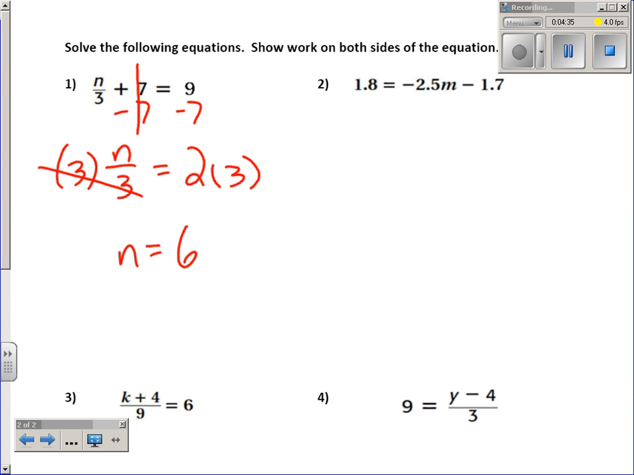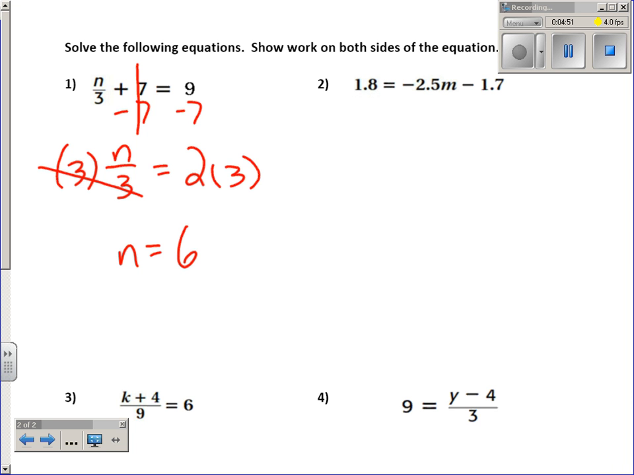Now if I look back up here, I can do this in my head. Think about n is 6. So 6 divided by 3 is 2. 2 plus 7 is 9. I know I'm right. So it's a really easy check, and you can make sure you're right by doing that.